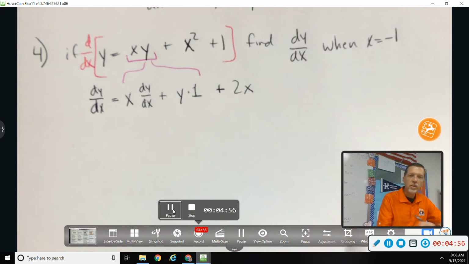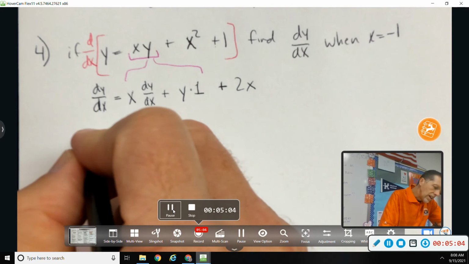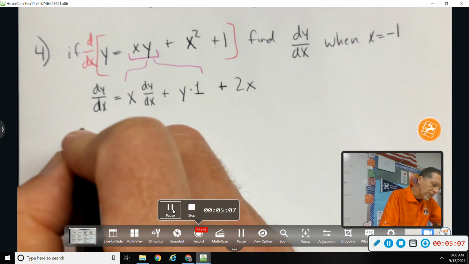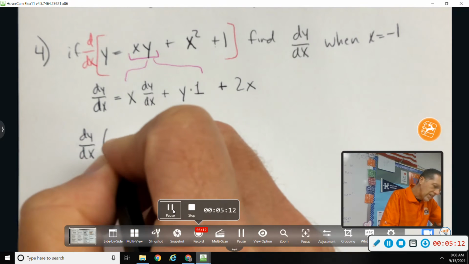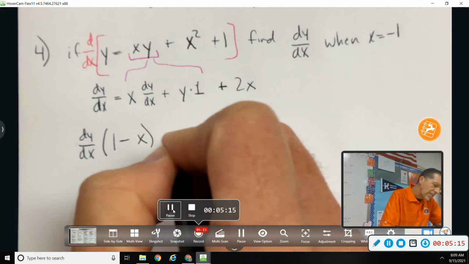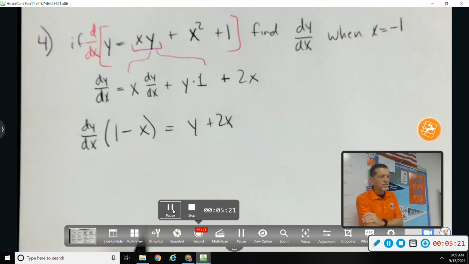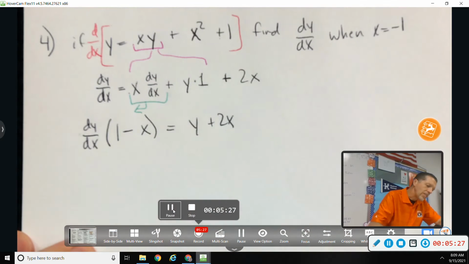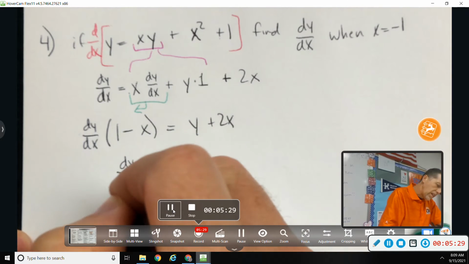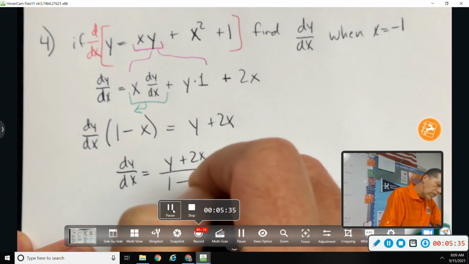Plus 2x plus 0. At least one of you wrote out plus 0. I'm going to emphasize to yourself that I took the derivative of that. It goes away. See, how much algebra do I want to do at once here? dy/dx times 1 minus x equals y plus 2x. That's 2 algebra steps at once. I've moved this guy over and then factored out the dy/dx. So dy/dx is y plus 2x over 1 minus x.